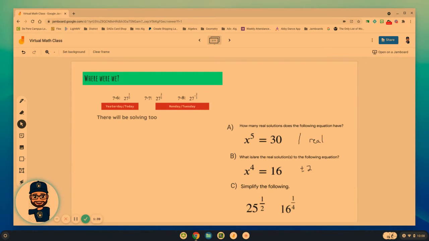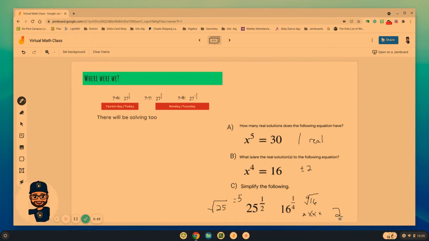And then the last two are more about simplifying, which is a little bit different: 25 to the 1/2 or 16 to the 1/4. We could do this on a calculator if we needed to, but 25 to the 1/2 is the same as saying the square root of 25, which is 5. When we simplify, we're just going to get that one answer. 16 to the 1/4 is the same as saying the 4th root of 16. So x times x times x times x is 16. We just did that up here in letter B, and that is 2.